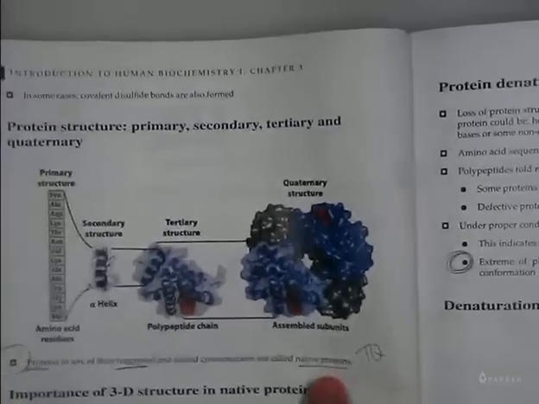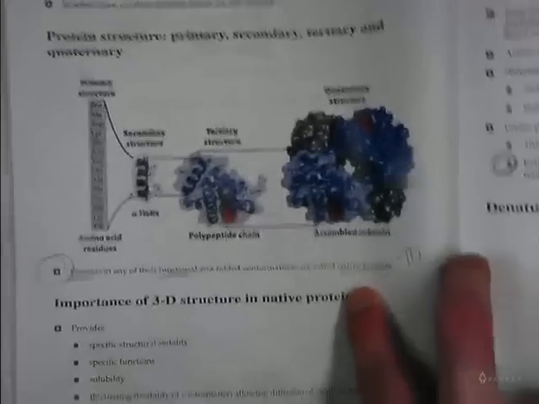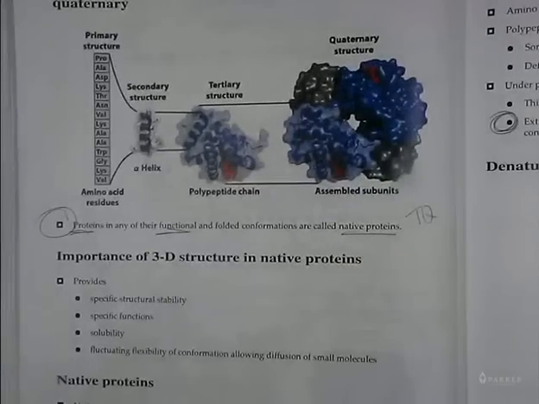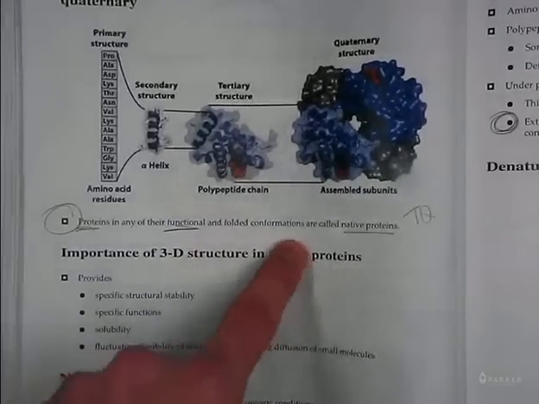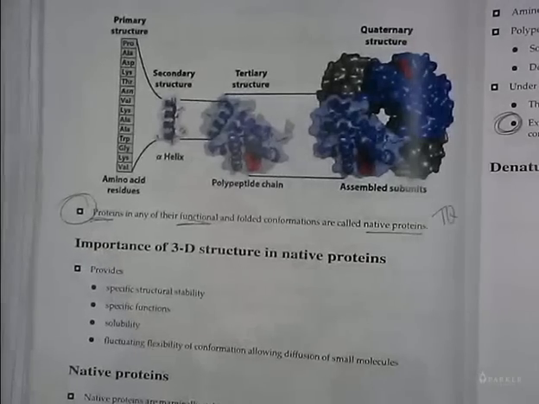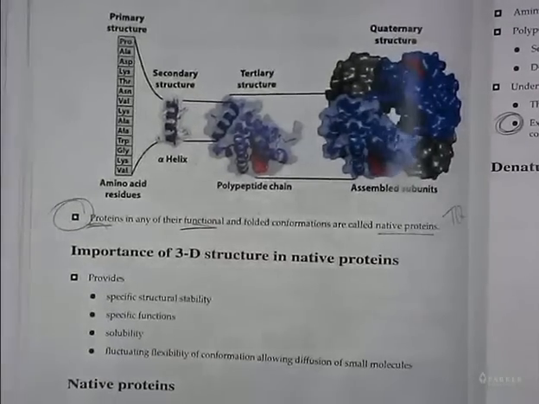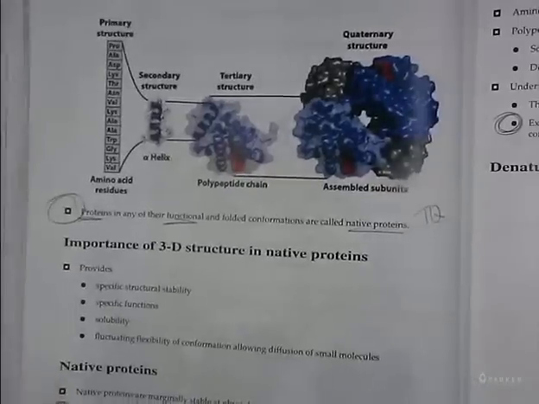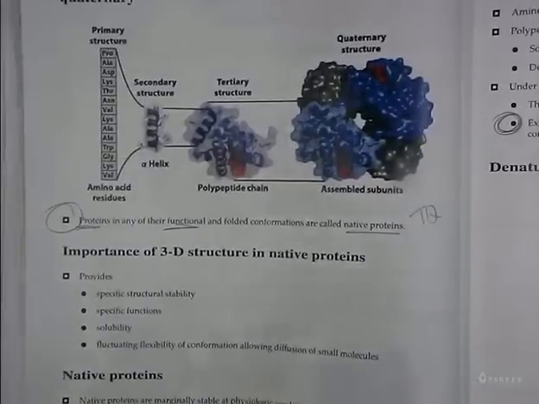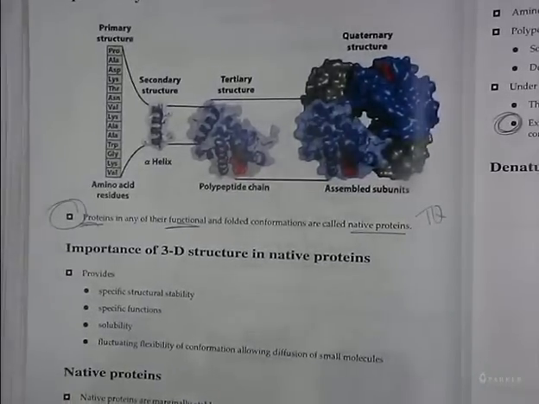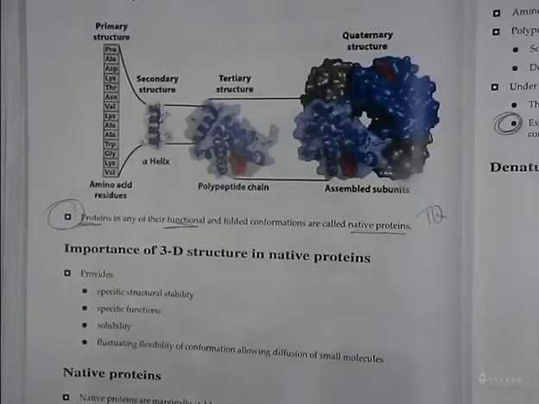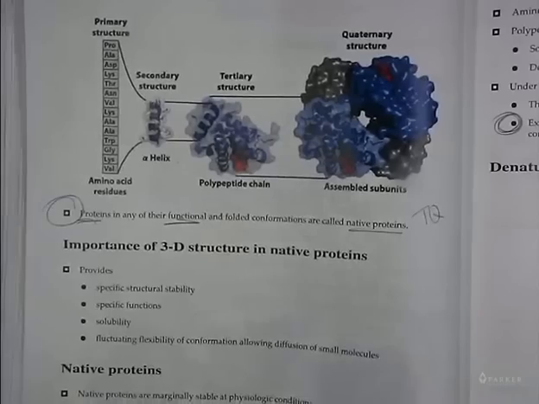You need to know what a native protein is. Native protein is the functional folded conformation of a protein. It's active, ready to go. Non-polar residues occupy the core. Polar residues are on the outside, so they can interact with water. It's hydrophilic. It likes water. And when you lose that native structure, it's denaturation.